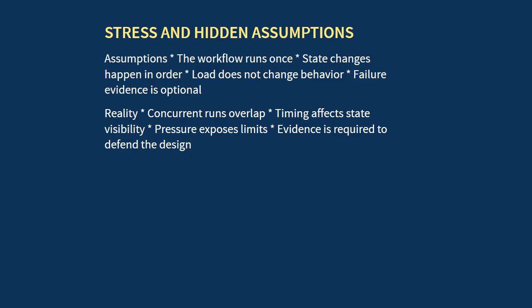That pressure exposes the hidden assumptions that make a baseline look safer than it is. A design often assumes the workflow runs once, state changes happen in order, load will not change behavior, and failure evidence is optional. So the system can look correct because the test is quietly matching those assumptions. Yes, and that is why we inspect the execution model instead of trusting the happy path. Concurrent runs overlap, timing changes visibility, and evidence becomes part of the design claim.